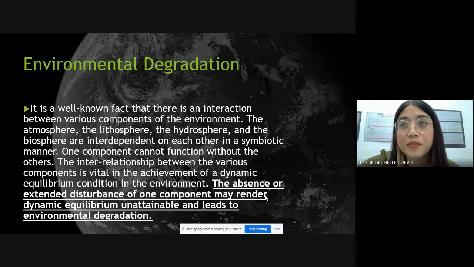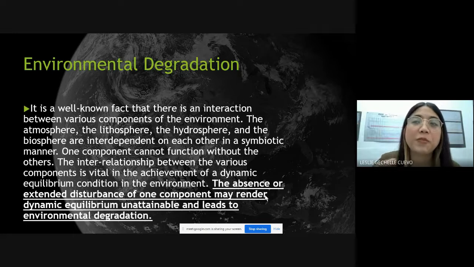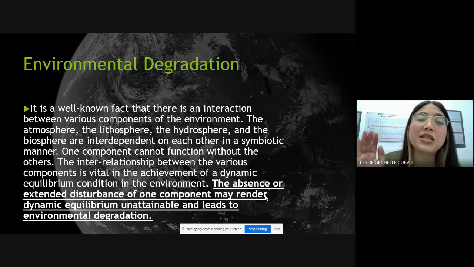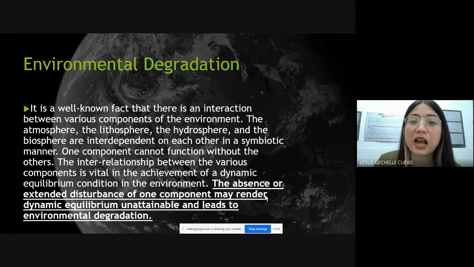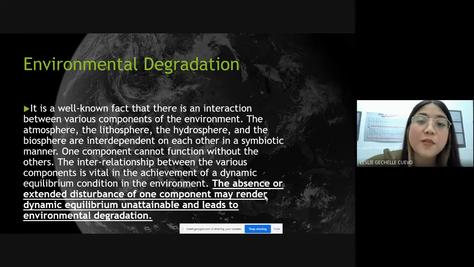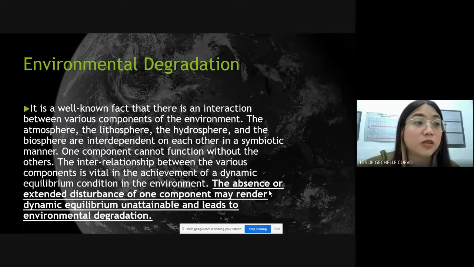Kapag system kasi siya, 'di ba? At 'pag sa system, hindi makakapag-function ng maayos yung buong system na yun kapag may isang part na sira. So kapag nagkaroon ng sira o kapag nagkaroon ng isang disturbance sa isang component sa environment, it leads to environmental degradation.